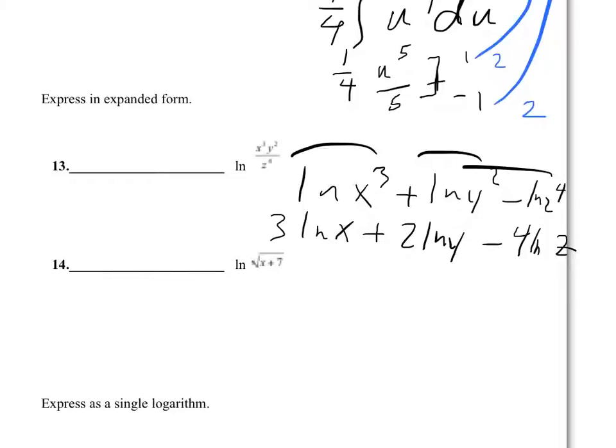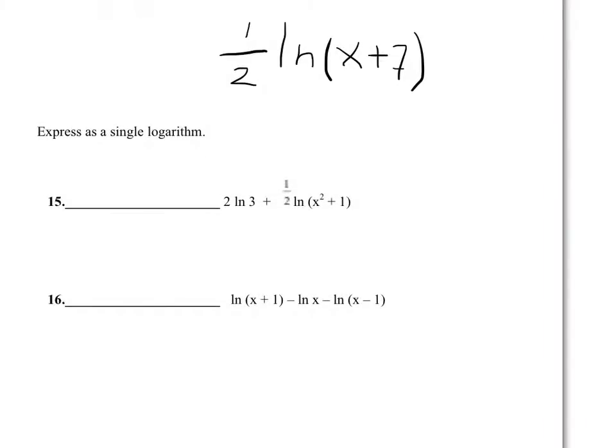Okay, number 14. I believe the only thing I can do is just send the power in front, so it's 1/2 the natural log of x plus 7. Okay, there's nothing I can really do with that x plus 7. 15 looks like we're condensing. Alright, so I send that back, and that back there, so that becomes the natural log of 9. 3 to the second is 9, and times the square root of x squared plus 1. Right, yeah, 1/2, okay.